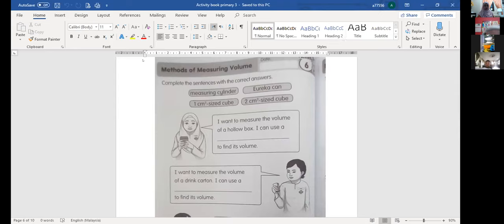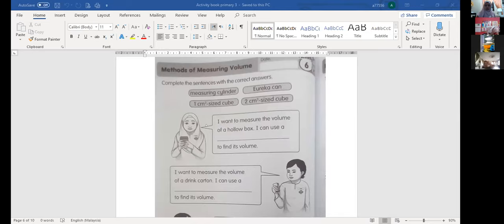Okay, let's do it together. Okay, teacher will share the question inside the activity books. Okay, now let's look at page 58. Okay, we will continue on methods of measuring volume. Okay, look at the question here. Complete the sentence with the correct answer. In this question, they already give you the choice of the answer. Ada measuring cylinder, Eureka can, 1 centimeter size cube, 2 centimeter size cube. So you have to choose the answer from here and put inside the sentence to complete the sentence.